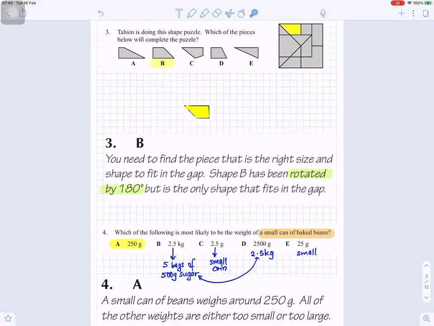That's still too small. And 2,500 grams is the same as 2.5 kilograms, which is like 5 bags of sugar, which are 500 grams each. And 25 grams is small. So the most likely is 250 grams.